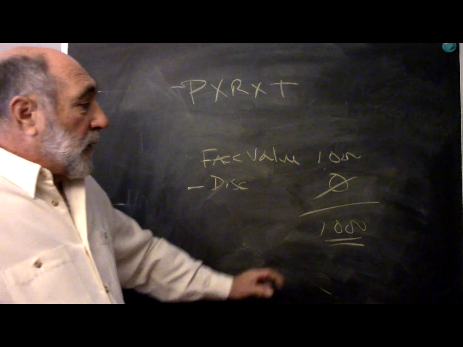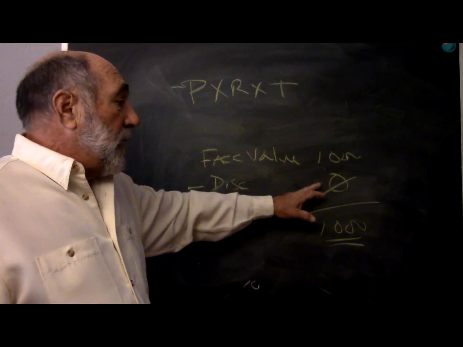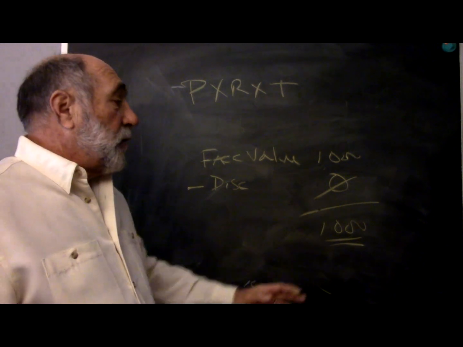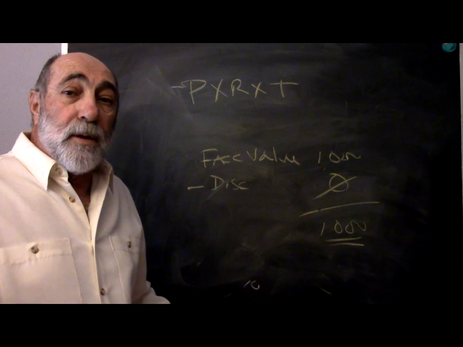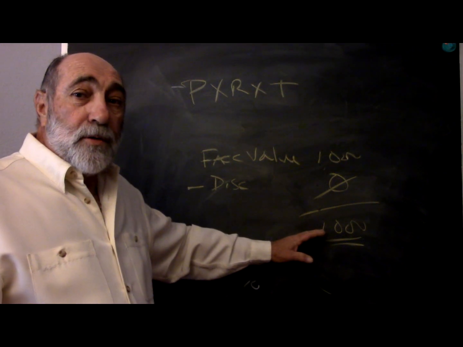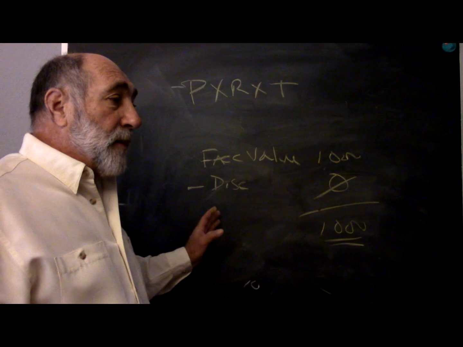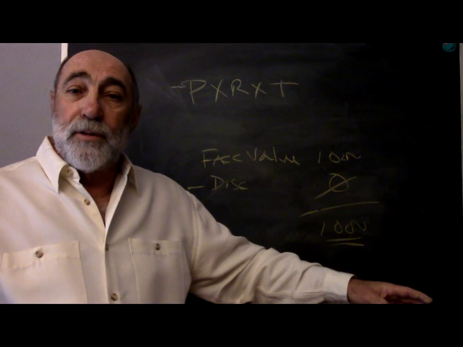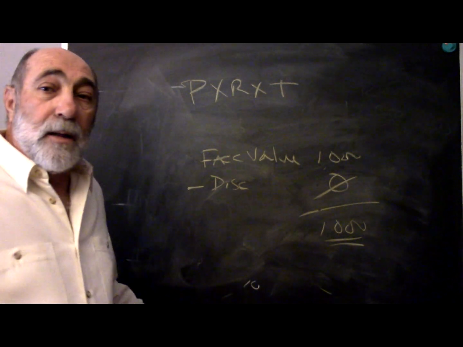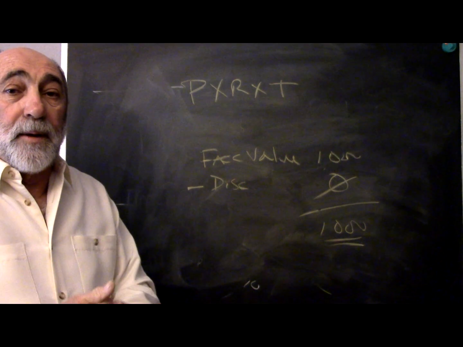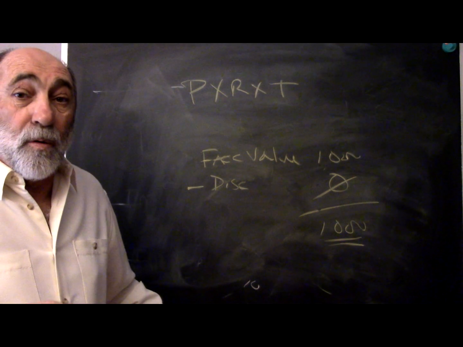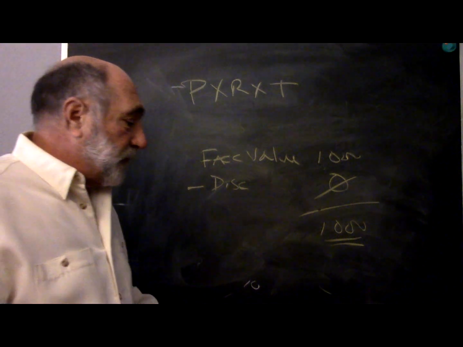Now, the difference between the face amount and the discount is called the carrying value. So the carrying value of the discounted bond will continue to go up until it hits the face value. My 20 years are up, I pay the bond off, I debit bonds payable, I credit cash. But you have to remember that the discount is not a gain, not a loss. It's a contra liability account at this point and will be amortized out over the life of the bond.